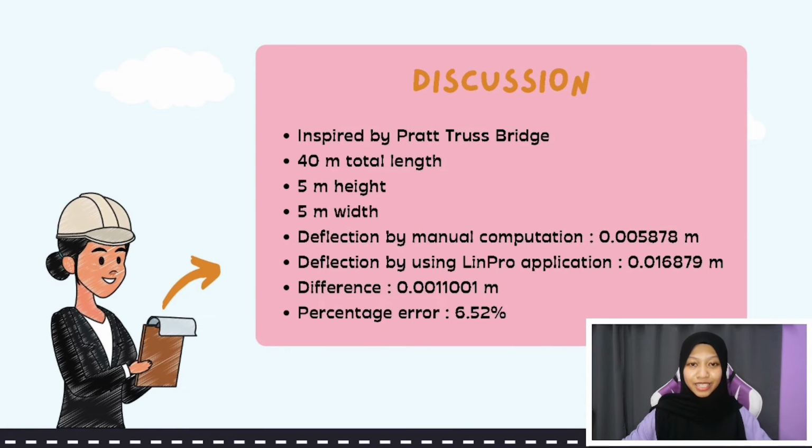For the discussion, the bridge design is inspired by the Truss bridge with the specified dimensions of 40 meter total length, 5 meters of height, and 5 meters of width. The deflection by manual computation is 0.005878 meter, while the deflection by LIMPRO software is 0.016879 meter, with a discrepancy of 0.0011001 meter acquired from both calculations. The percentage error is 6.52%, and this error is accepted since it is lower than 10%.